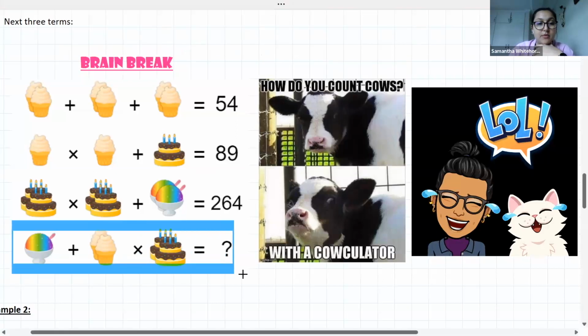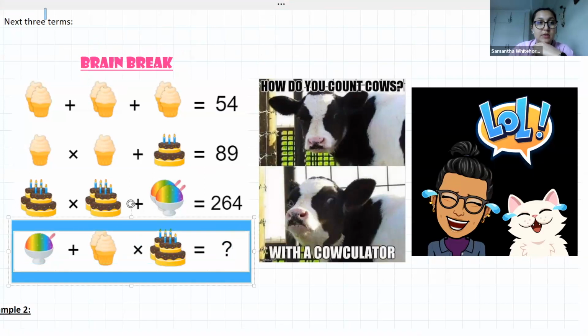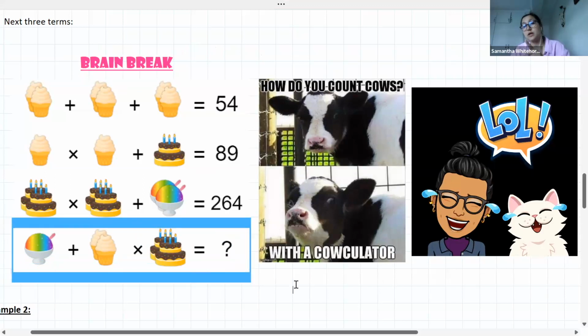Brain break. Let's give it a good go. Because English today is clearly not working. Remember, brain break. I want the value of this last equation down here. And remember, this is solving an equation. We've done solving equations. So we can all do this.